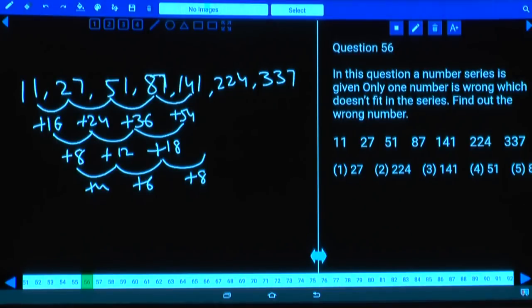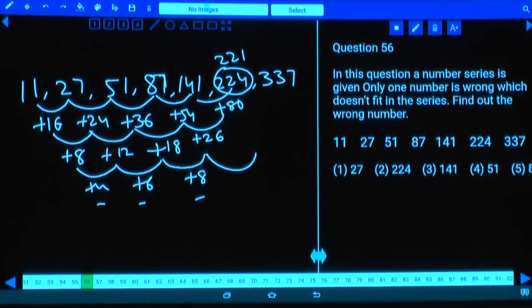Now this 26 should be added to what? 26 should be added to 54. 54 plus 26, that is 80, should be added to 141 to get the next number. 141 plus 80 is how much? 221. If this is 221, then what should the next one be? 4, 6, 8. Next one 10 should be added, isn't it? 26 plus 10 is 36, and now to this 80, 36 should be added. So how much is that one? 36 means 116. Now check out. 221 plus 116 is 337 or not?